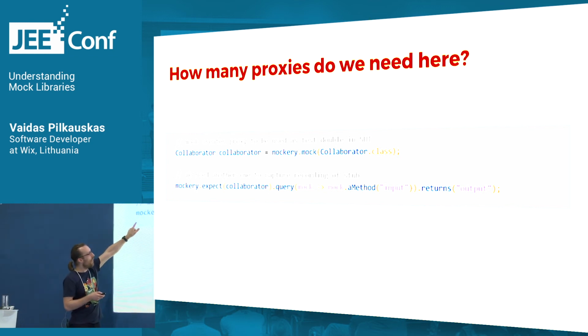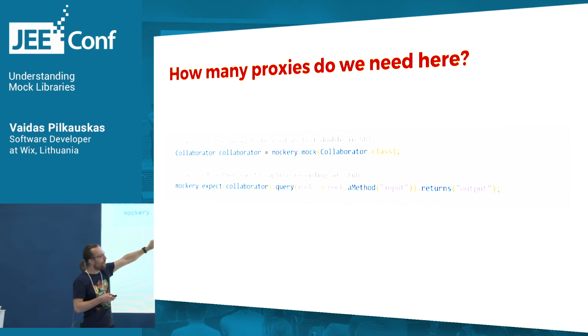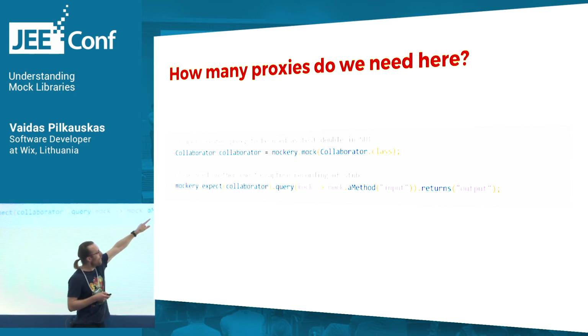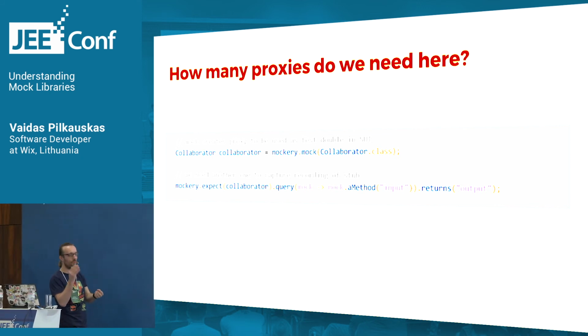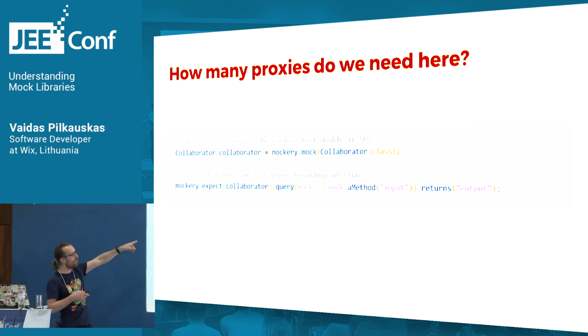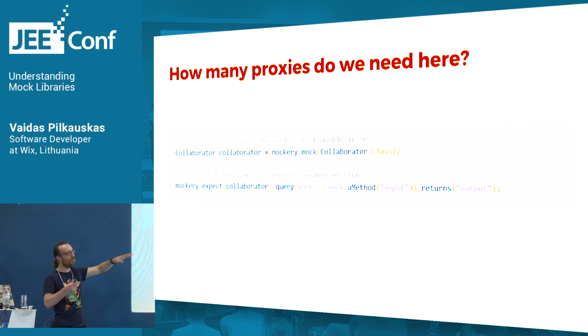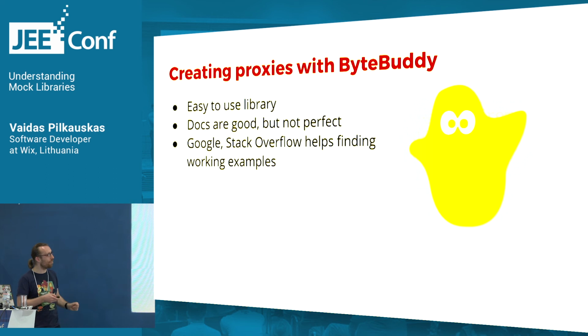And another thing is that when I execute this lambda, I also call it, but it's not mock execution, it's mock setup. So for this one, I also need another proxy. You can do it with one proxy, but it means that you need to maintain state between those. So I decided to use two proxies. And for this, I'm using ByteBuddy.